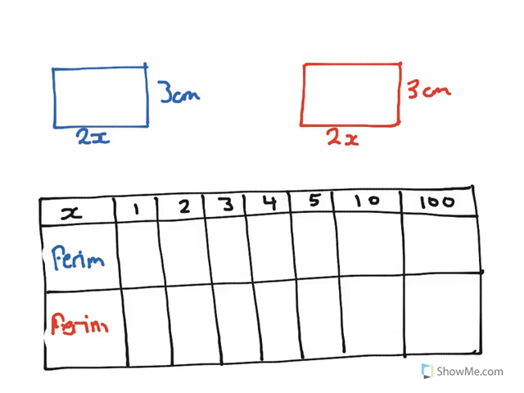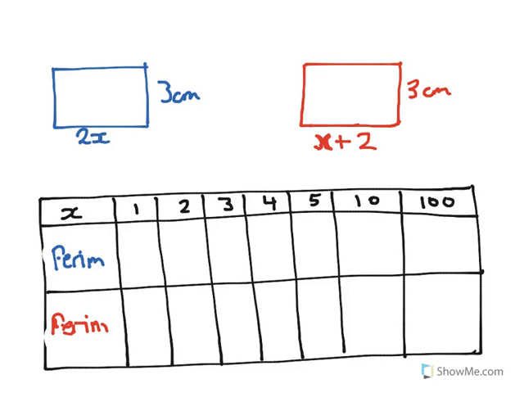Okay, we're going to measure the perimeter here of two rectangles. They both have a breadth of 3 centimeters and they have different lengths. The blue one has a length of 2x, whereas the red one here has a length of x plus 2. What will the perimeter be of these two rectangles?